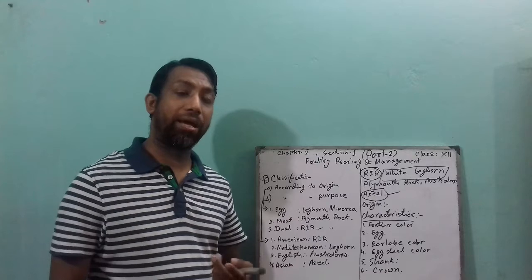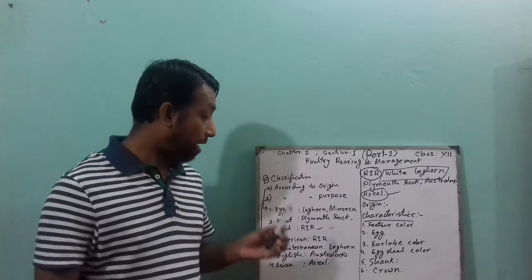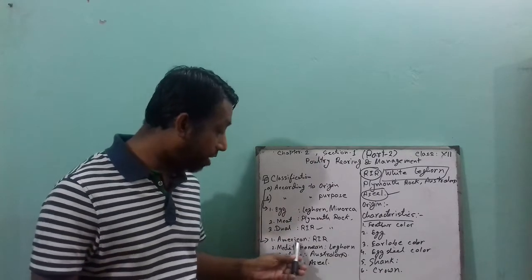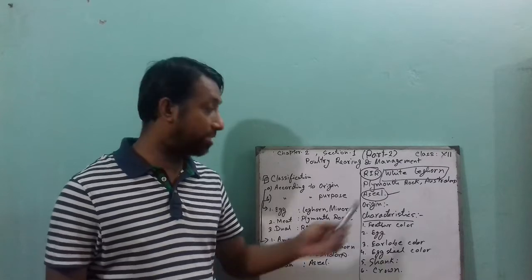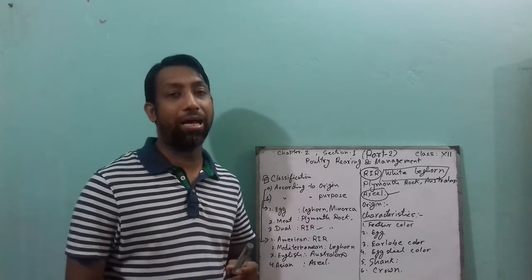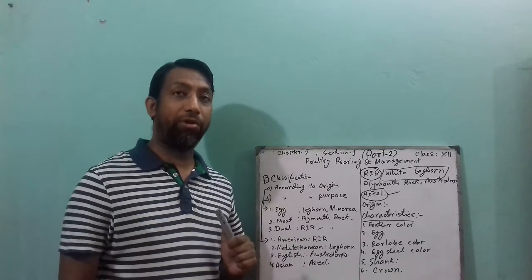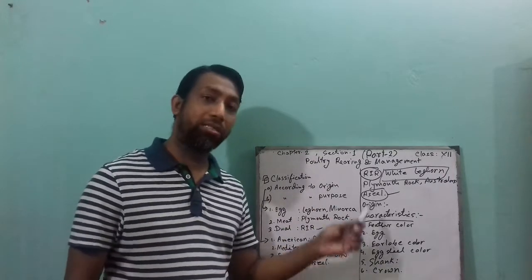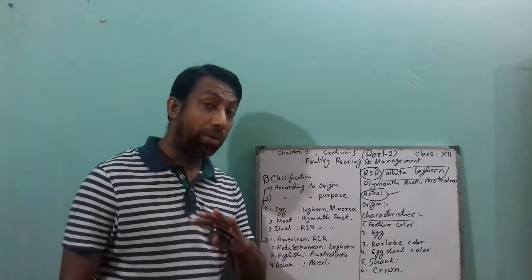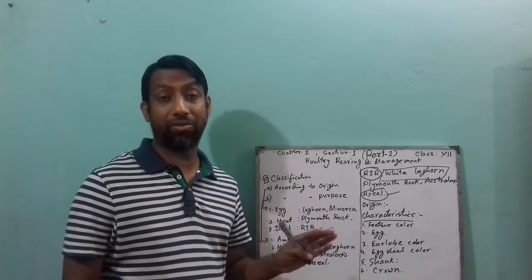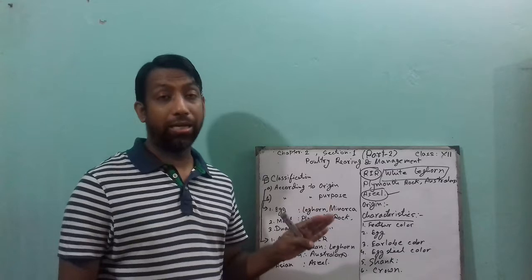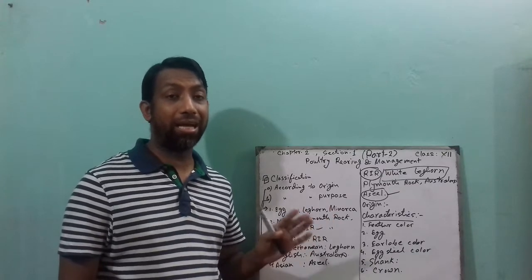Or sometimes they might ask you a question like, explain one American breed of poultry bird, which is Rhode Island Red or RIR. So this is the class today. So I hope everybody will memorize this whole section, because you have to memorize this one very carefully. Otherwise, if you get it wrong, then you will not get the proper marks in the exam.